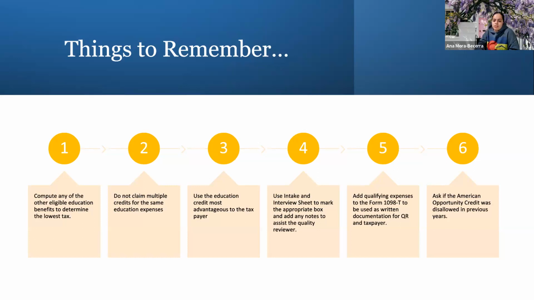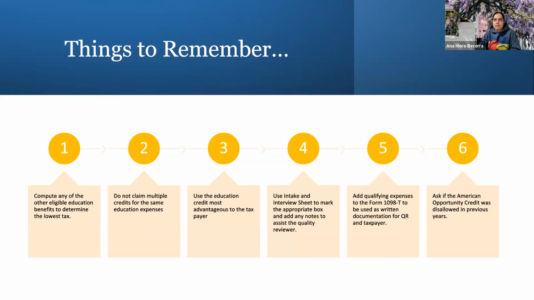If there are any extra notes, make sure that we write them down on the intake and interview sheet, just for the quality reviewer to double check what's going on with the return. And then if we added any book expenses or any other additional fees, we would try our best to put it on the 1098-T form, because that one's going to stay with the return.